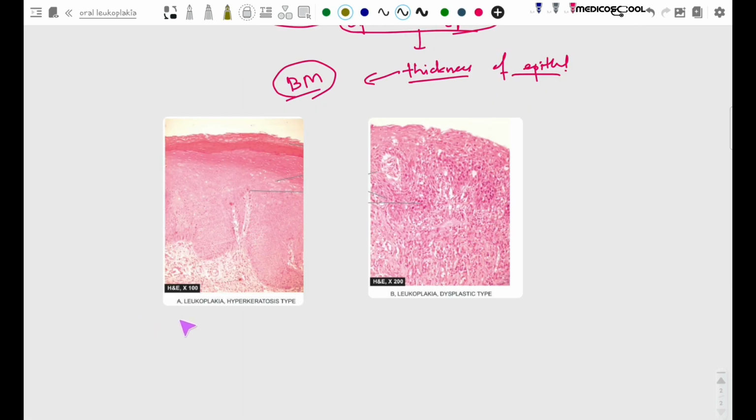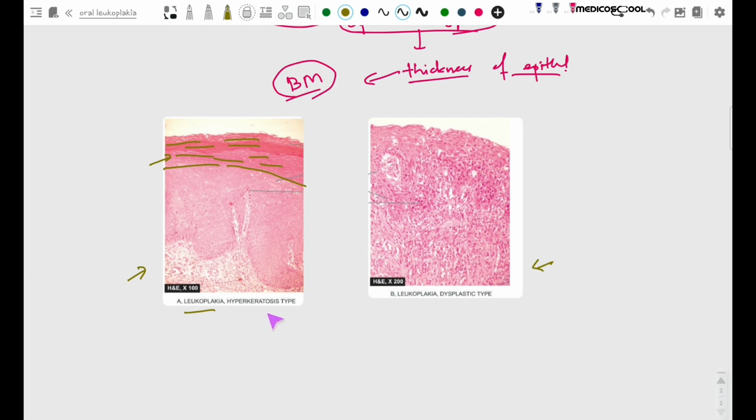Now, these are the slides showing leukoplakia. This is the hyperkeratotic form, and this is the dysplastic form of leukoplakia. In the hyperkeratotic form, here you can see the hyperkeratosis, in which keratins are present, and underlying the hyperkeratosis, here you can see the stratified orderly arrangement of the squamous epithelium. Also here you can see that the basement membrane is intact.